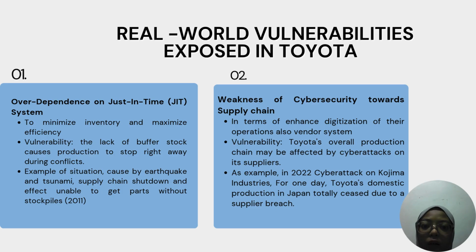For this slide, real-world vulnerability exposed in Toyota. The first one is agile IT, just-in-time, and weakness in cybersecurity towards the supply chain. This one is dependence, minimizing for efficiency, and the other point is cyber attack. For example, Toyota domestic plants ceased due to a supplier breach. This one is about the cybersecurity weakness.